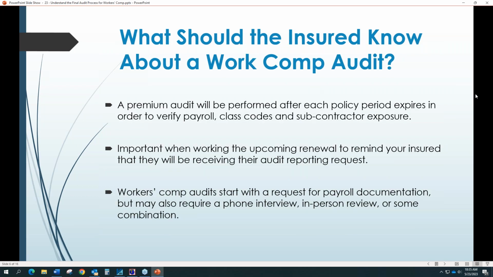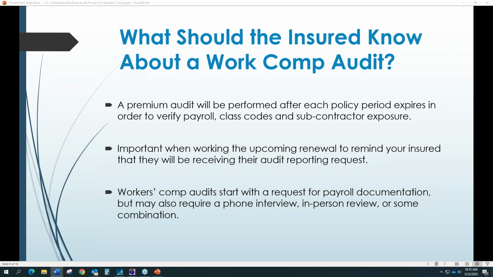So a few points to mention that's important for the insured to be aware of is the final audit is mandatory to complete as part of your insurance coverage and will occur after each policy period in order to verify payroll, class codes, locations, subcontractor exposure.